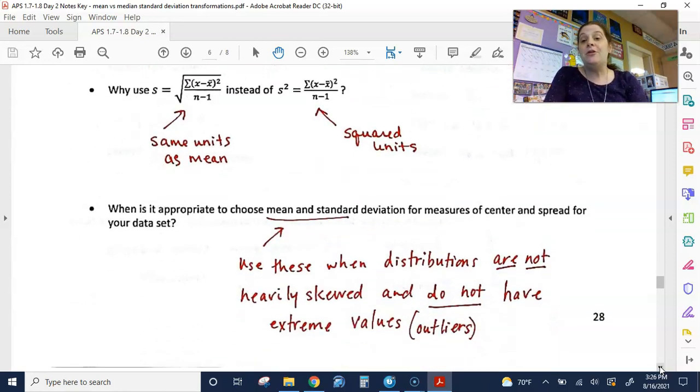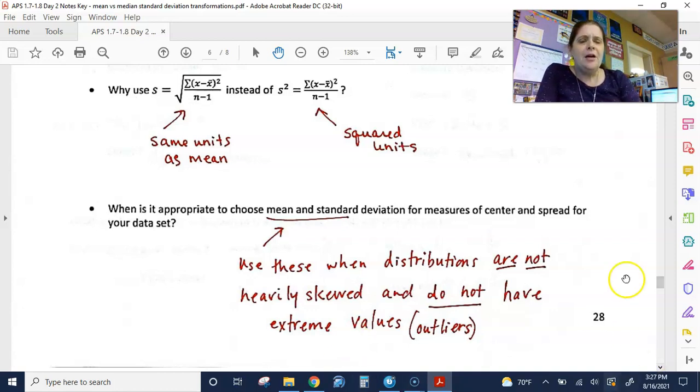Okay, and then when do we want to use mean and standard deviation as center and spread? We want to use these when we do not have heavily skewed data and we do not have extreme values. So if you see a little bit of skew, you're probably okay to use the mean. But otherwise, if you see that heavy skew or those outliers, you're going to want to use median and interquartile range, because those are resistant statistics and they're going to be a much better representation of what is a good value.